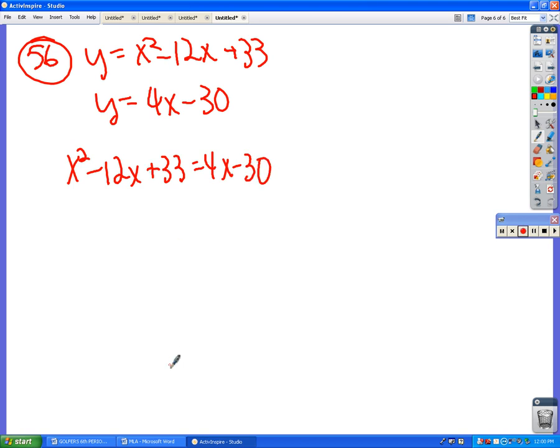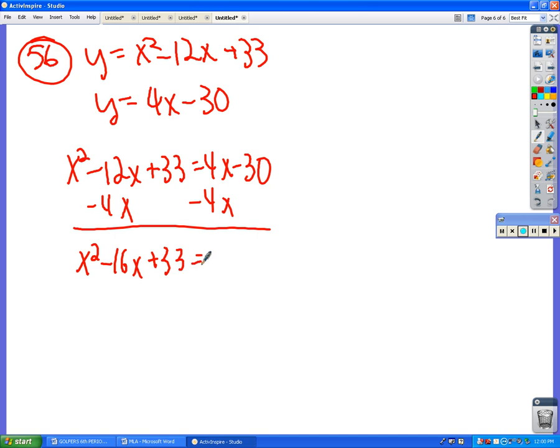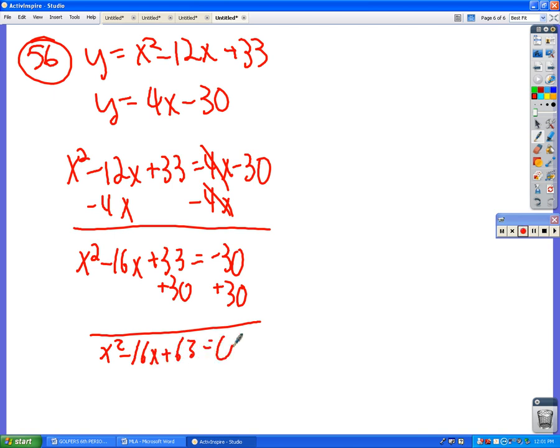Okay, now, Graham, that we've done that, you can start swinging things around. So let's get the 4x to the left-hand side. Negative 12x take away 4x's is negative 16x. Okay, how do I get rid of the negative 30? Add 30 to both sides. So x squared minus 16x plus 63 equals 0.